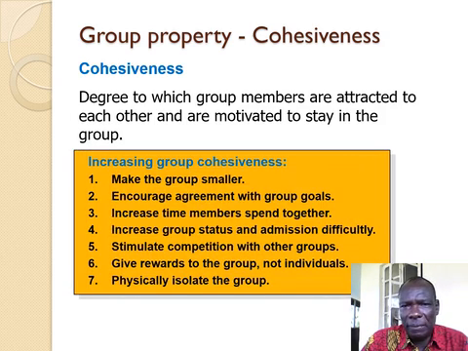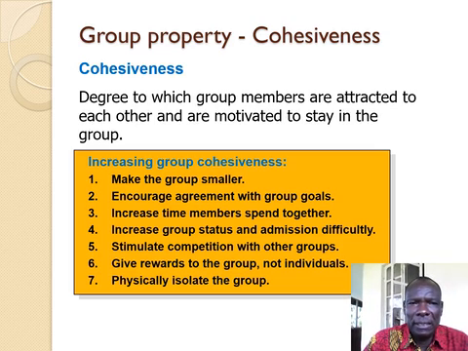Another property important in groups is called cohesiveness. What is cohesiveness? This is the degree to which group members are attracted to each other and are motivated to stay in the group. If you remember your science course, you know that if you put a piece of glass on water, it will stick as if water has attracted the glass and coalesced with it. Cohesiveness is that degree of group members being motivated or attracted to stay together.